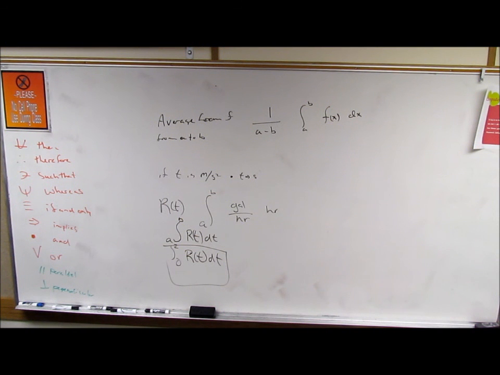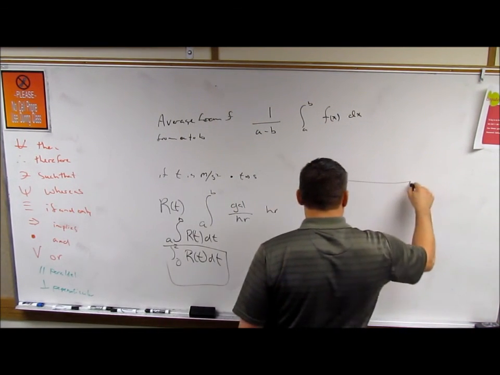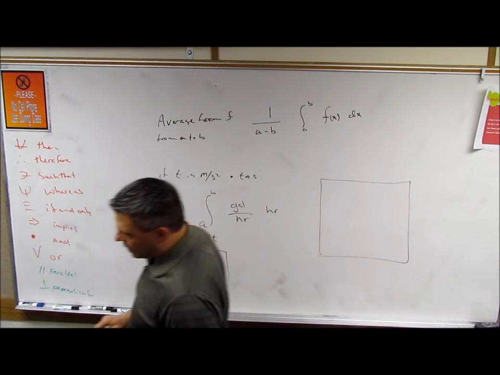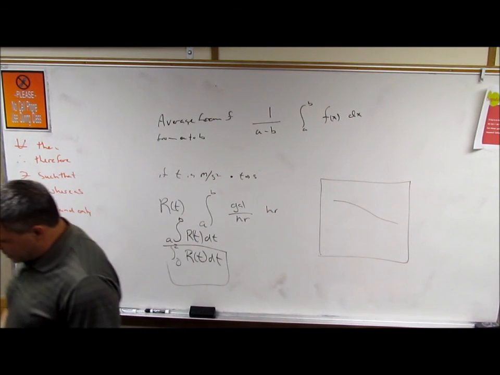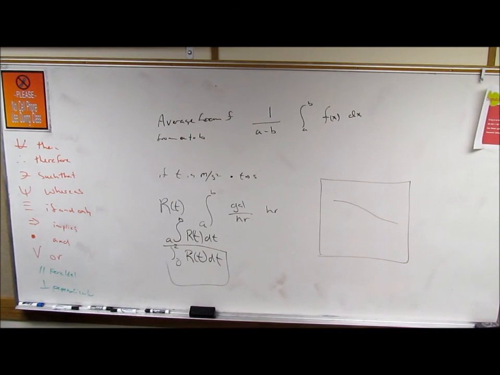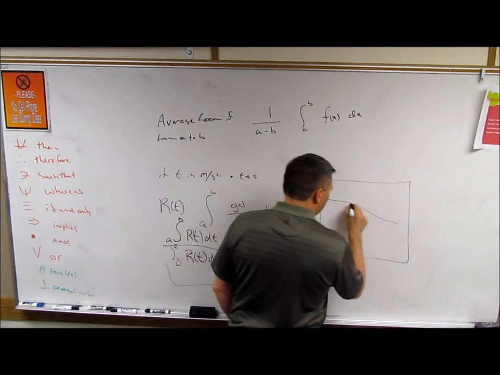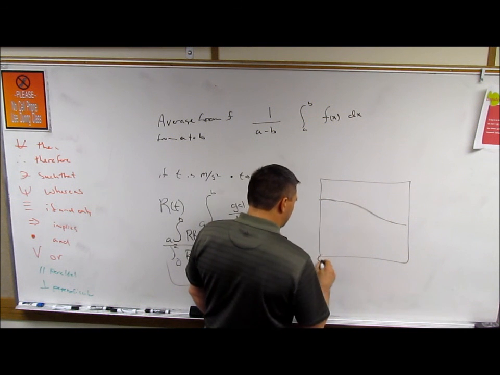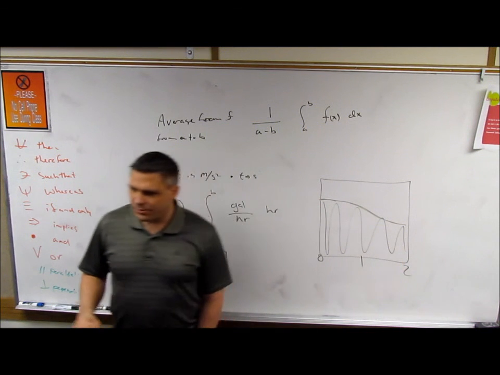And then part B, it says shade the region whose area represents the total amount of the water. So now it shows you that little graph down below. If you're talking about the hours from 0 to 2, then you're shading in that region.